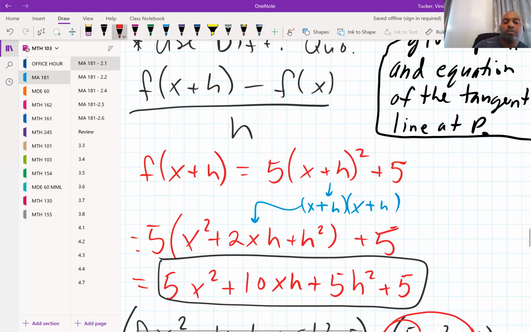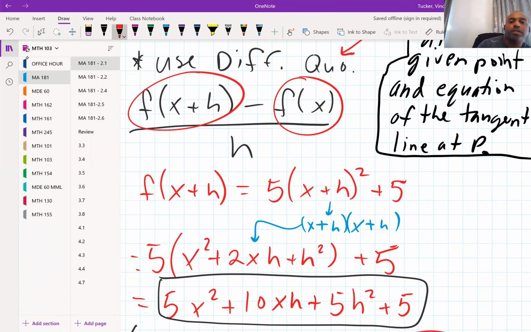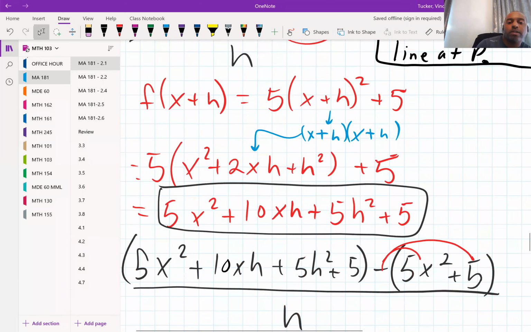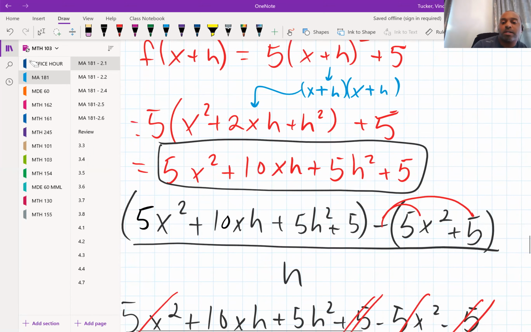All right, so we'll put that into the formula. Remember we had this piece, now we just found this piece. That's what we have right here. f of x plus h is 5x squared plus 10xh plus 5h squared plus 5 minus f of x, which is 5x squared plus 5, and all that is over h. So don't forget to distribute that negative into the parentheses that follow the minus sign.